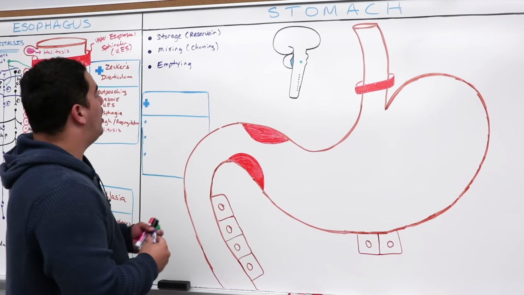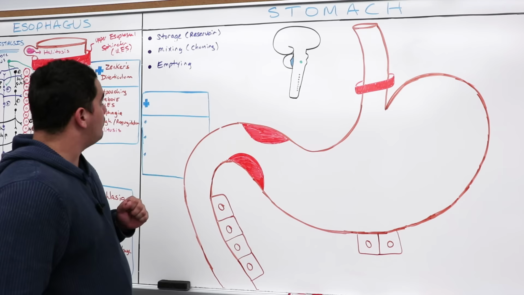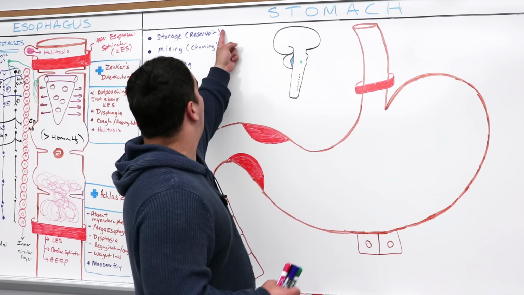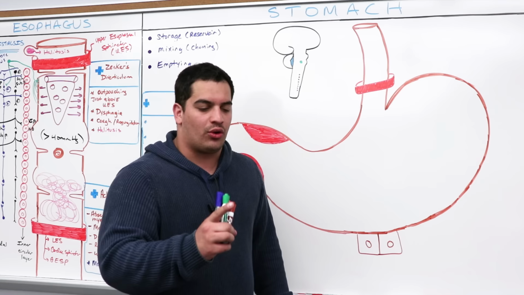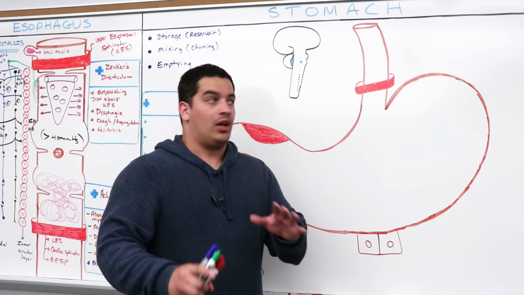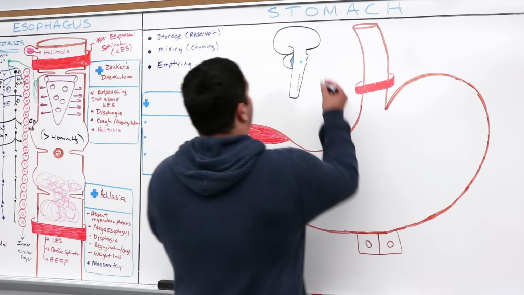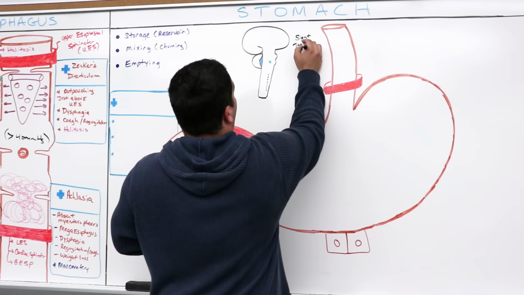The storage function, how do we do this? Here's what I want you to do. It's going to make your life a lot easier when we talk about the stomach. I want you to think about all these functions with respect to the three phases of gastric secretion. If you don't know what I'm talking about, we have videos on the cephalic, the gastric, and the intestinal phase. But I want you to think about it super simply. In the cephalic phase, it was the sight of food, the thought of food, the smell of food, the taste of food.